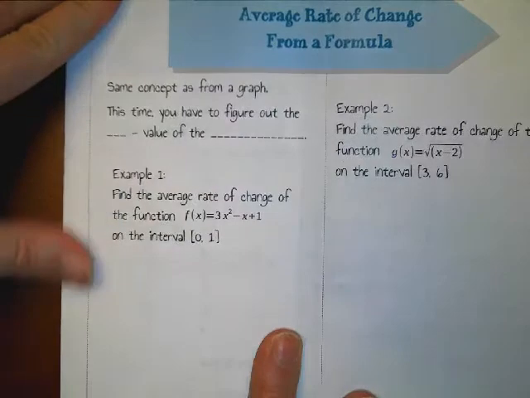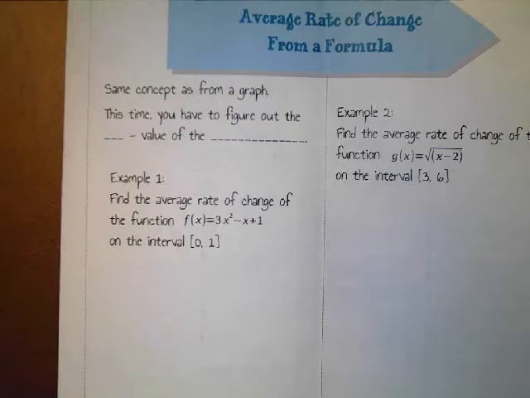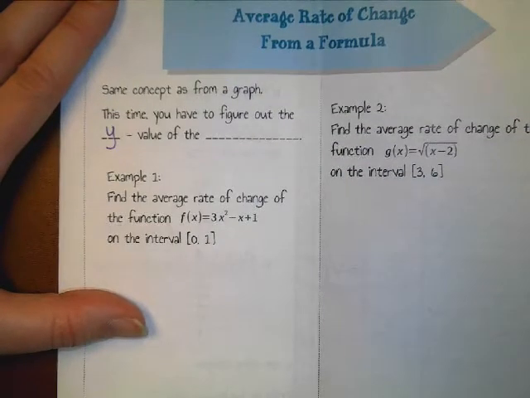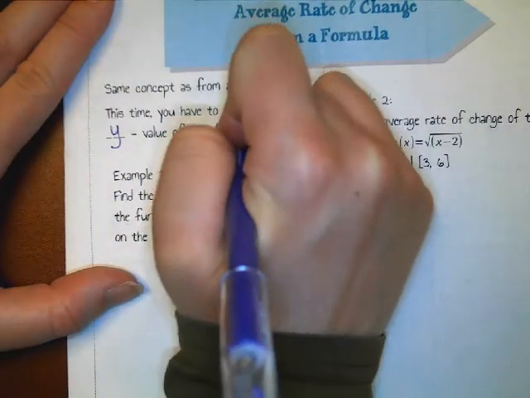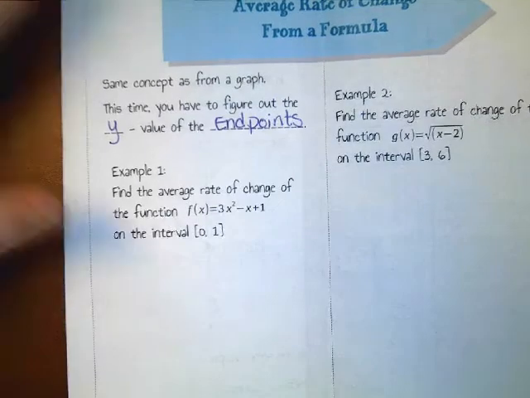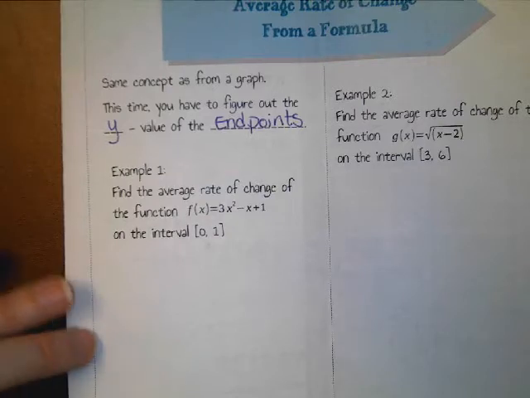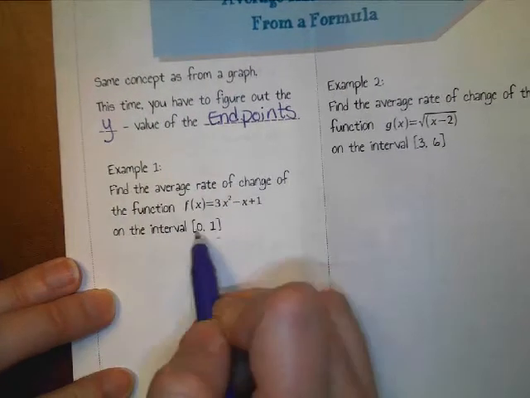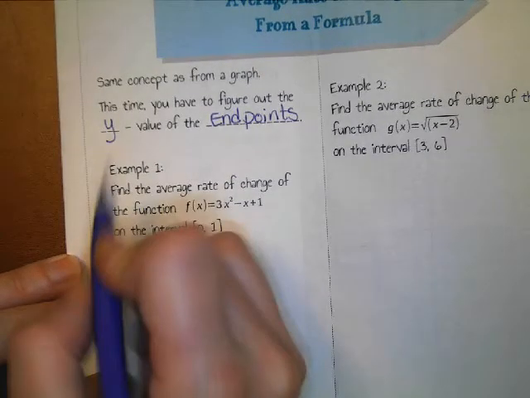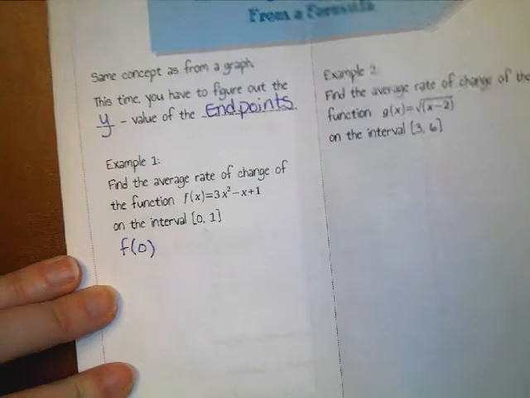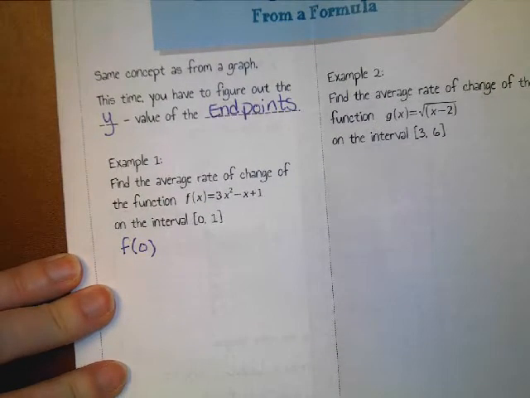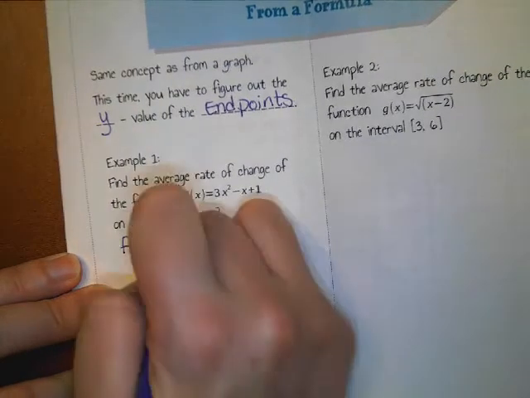So we're going to go to the average rate of change from a formula. All right, so it's the same concept as from a graph, but this time you have to figure out the y value. We have to find out the y value of the endpoints. And this time we can't just look at a graph. What are we going to have to do? Yeah, solve that function. Okay, so sort of what we were doing before. Here's the interval, here's the function. So I have to figure out what y value I get when x is 0. Does that make sense? Okay, so how do I do that?